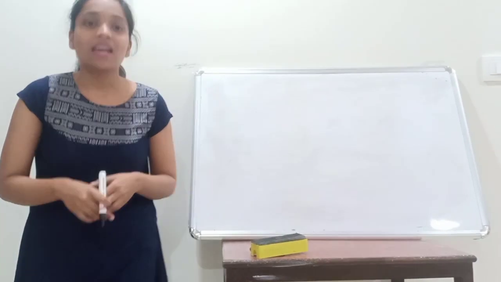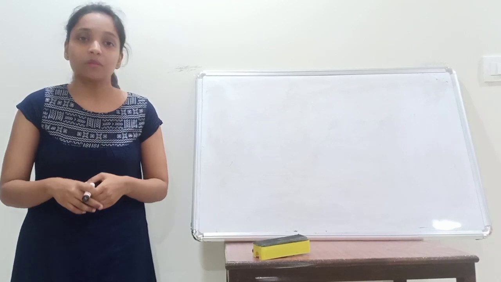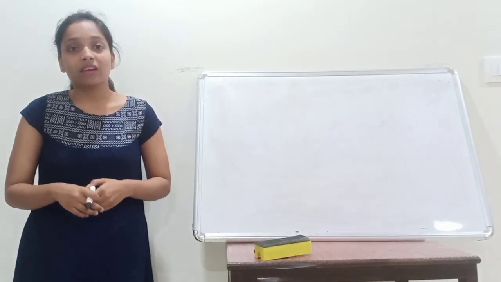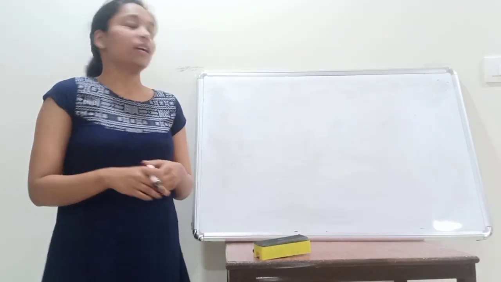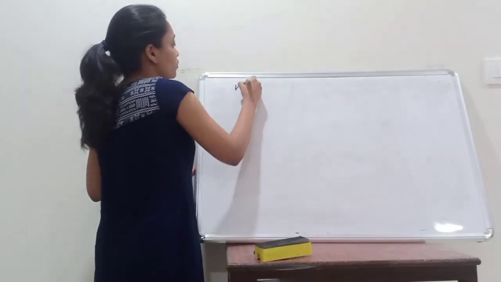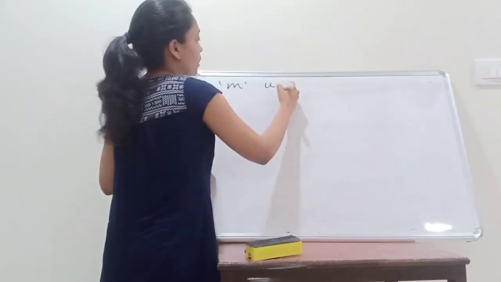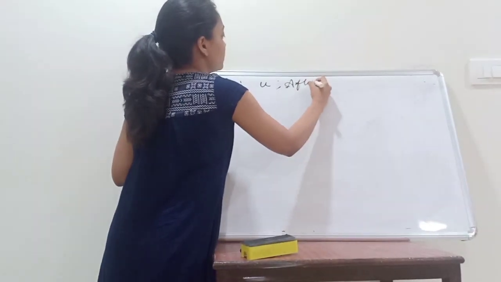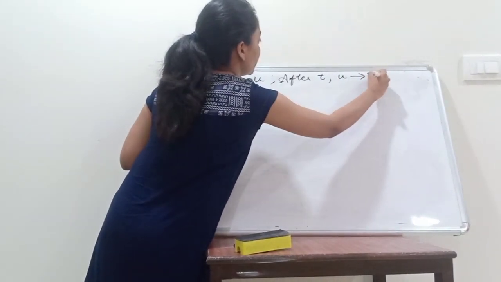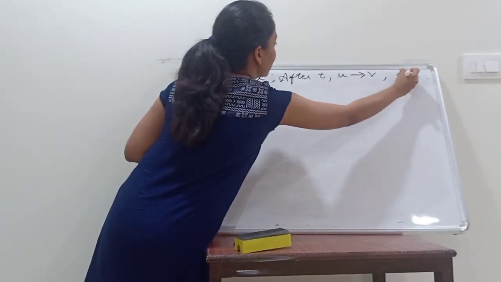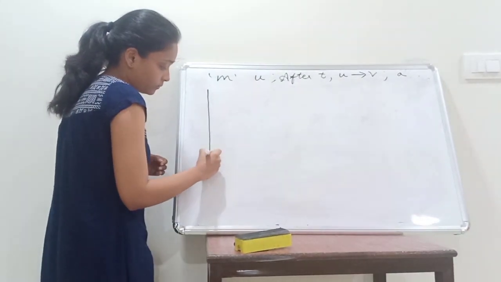Hello students, in the last session we have derived equations of motions using mathematical method. Now let's derive equations of motion using graphical method. So for that, let us consider an object of mass m moving with initial velocity u. After some time t, its velocity changes from u to v due to uniform acceleration a. Let's plot the graph.